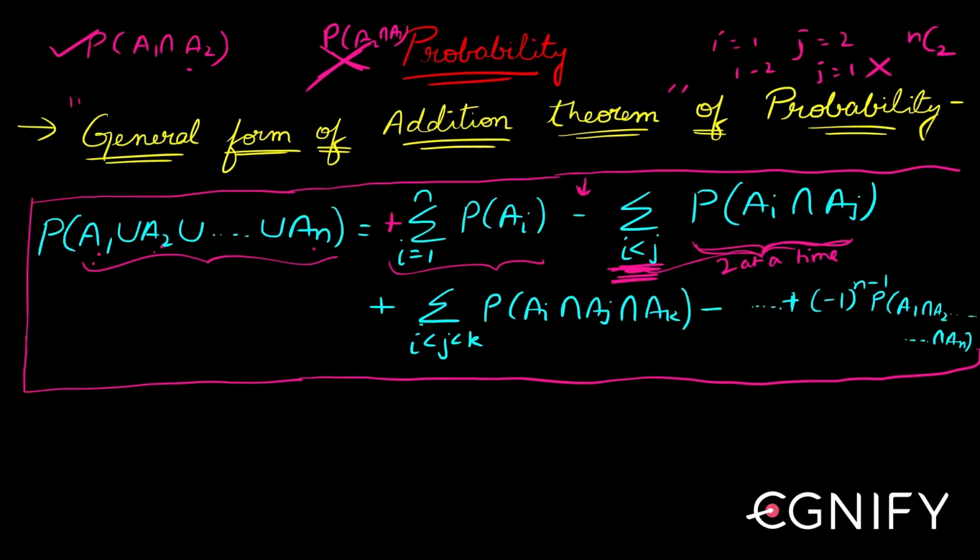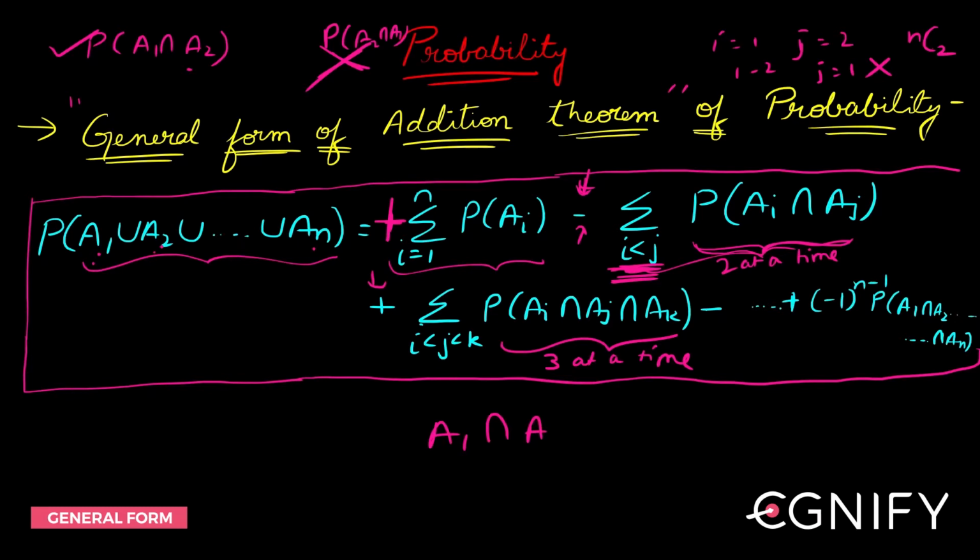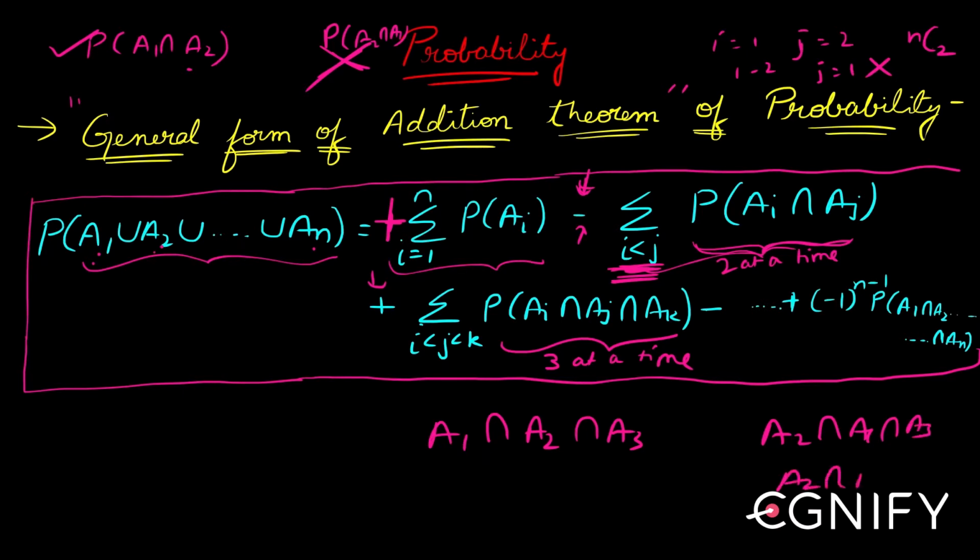Now we will take them three at a time. Now you had a minus, so remember, we are going alternate. This is plus, then you have a minus, and now you'll have a plus, right? And now you'll take them three at a time. And how are we avoiding repetition? Once we take P of A1 intersection A2 intersection A3, we shouldn't take A2 intersection A1 intersection A3, or A2 intersection A3 intersection A1. All these should be avoided. Only once it should be taken, right?